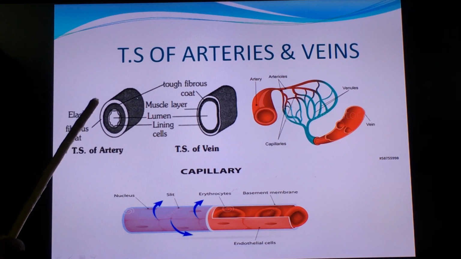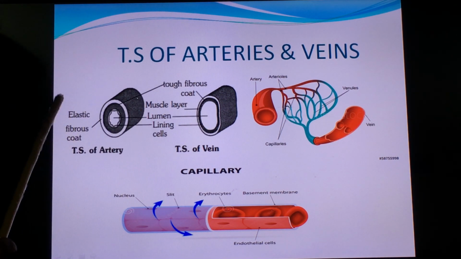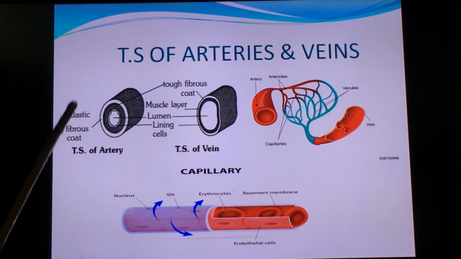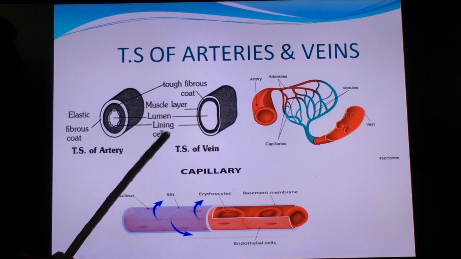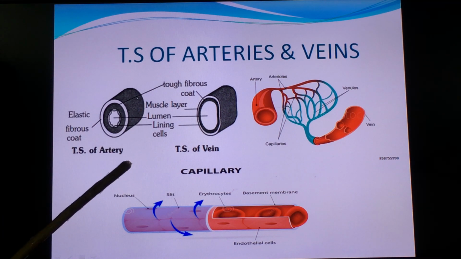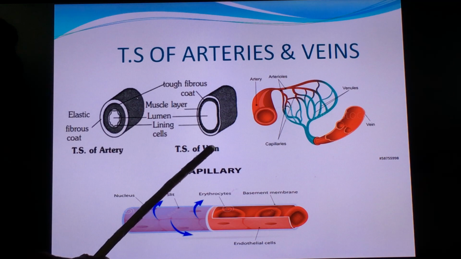Arteries carry oxygenated blood, veins carry deoxygenated blood, except pulmonary artery and pulmonary vein. Pulmonary artery carries deoxygenated blood, pulmonary vein carries oxygenated blood. Here the lining of cells. Cells means blood cells: red blood cells, white blood cells, blood platelets. This is about TS of artery and TS of vein.